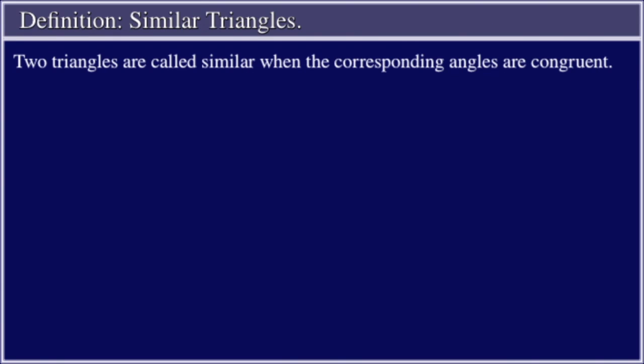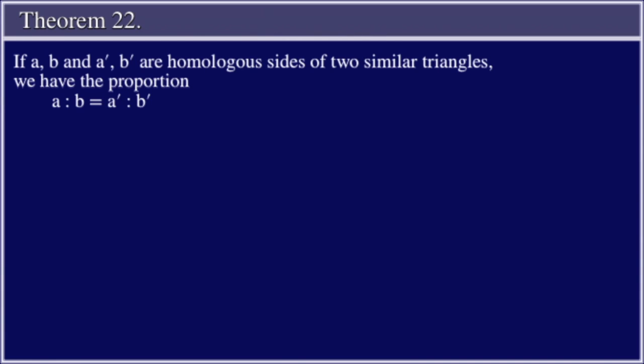Definition: two triangles are called similar when the corresponding angles are congruent. Theorem 22. If A and B and A' and B' are homologous sides of two similar triangles, we have the proportion A is to B equals A' is to B'.